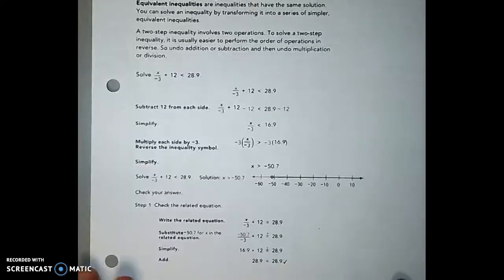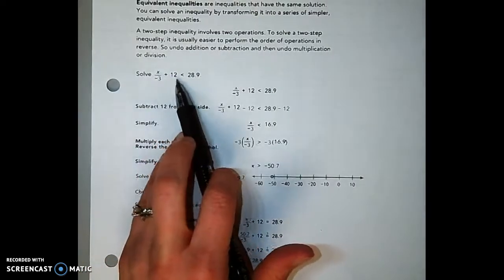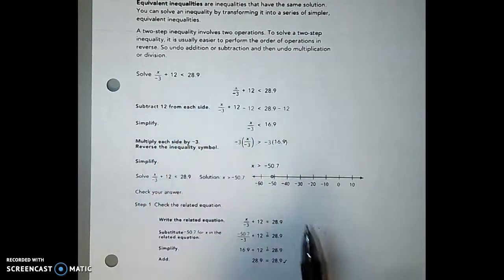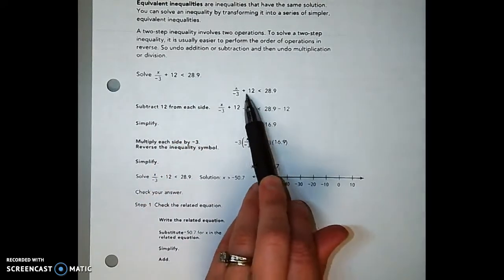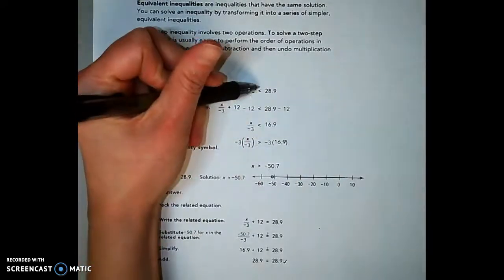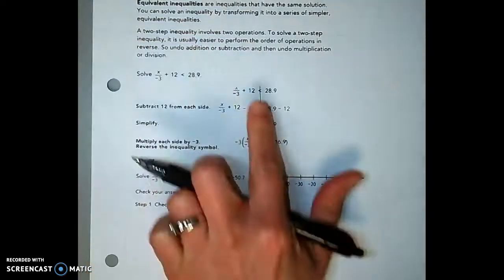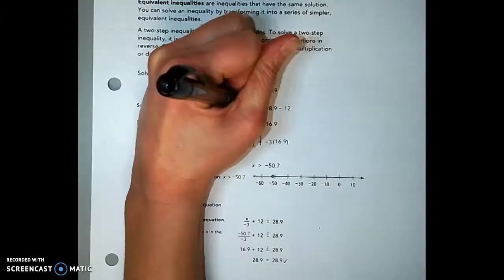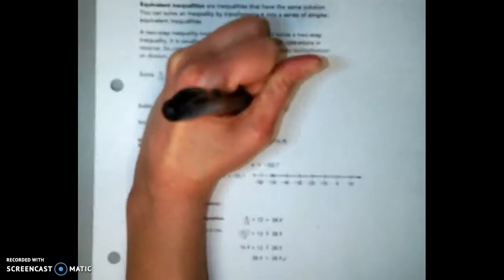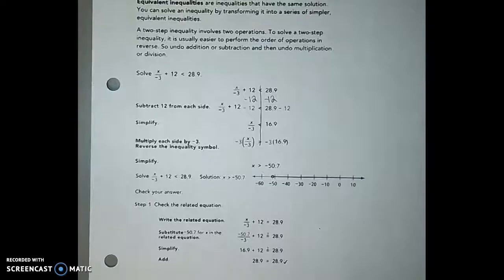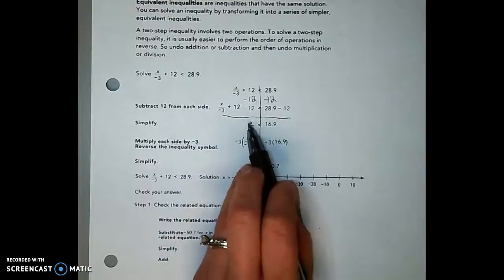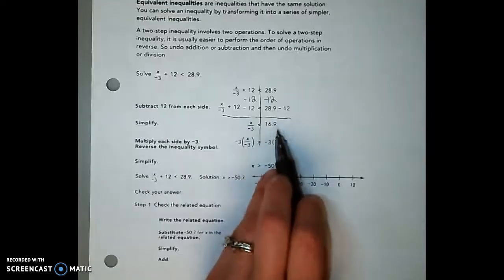So our first inequality that we're looking at is x over negative 3 plus 12 is less than, 28.9. So the first thing that we have to do here, think of this just like an inequality. First thing is that we have to take away 12 from both sides. Now they show it in the same line, but that's the same thing as how we show it by subtracting 12 from both sides. Now when they do that, they have x over negative 3 is less than 16.9.